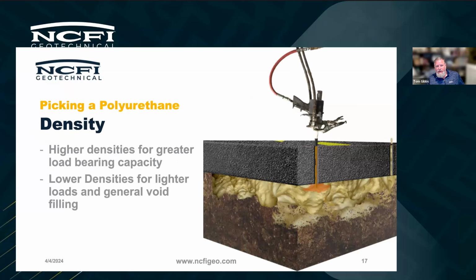When you're choosing a polyurethane, density is one of the things to take into consideration, and one of the biggest factors when it comes to estimating how much material you're going to need for your project. Higher densities are used for greater load-bearing capacity, so commercial work, heavier traffic on that concrete asset or slab. You're going to want something higher density. Lower densities are great for lighter loads, general void filling.